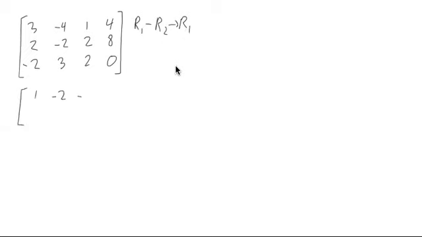And so we're going to end up getting this as we do so. So 3 minus 2, negative 4, minus the negative 2 is like adding 2. So you get negative 2. 1 minus 2 is like negative 1, and 4 minus 8 is like negative 4. Okay, so we end up getting this right here. All right, next, let's see what happens.